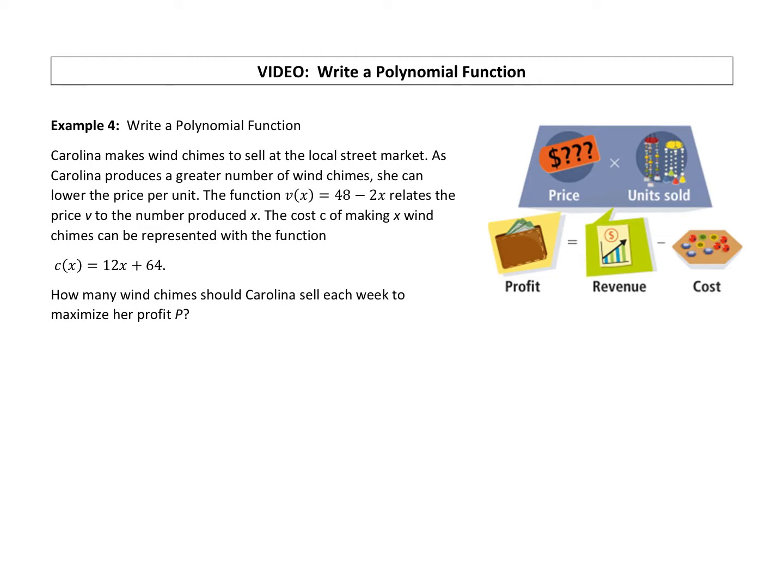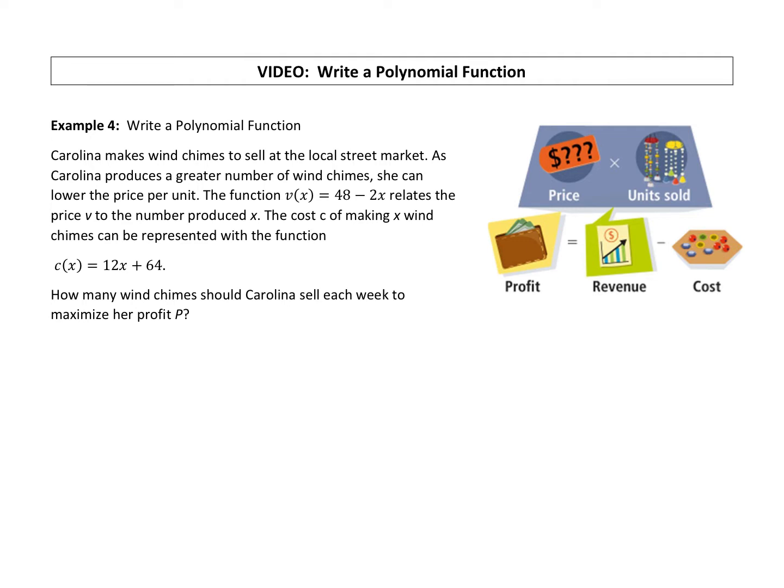We've got Carolina. She makes wind chimes to sell at the local street market. As Carolina produces a greater number of wind chimes, she can lower the price per unit. The function v of x equals 48 minus 2x relates the price v to the number produced x. So the price v is what she's charging, and that's related to the number of wind chimes she is producing, x. The cost c of making x wind chimes can be represented with a function. So this is what it costs her to make the wind chimes. How many wind chimes should Carolina sell each week to maximize her profit, P?